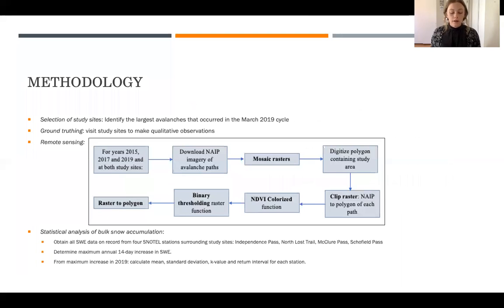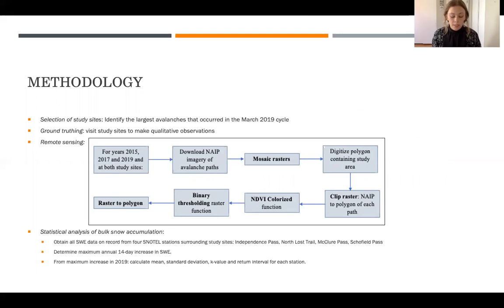So to quantify the return interval and the impact on vegetation that these avalanches had, I had 2 main sections of methodology that I used. But first I had to select study sites that I wanted to look at.